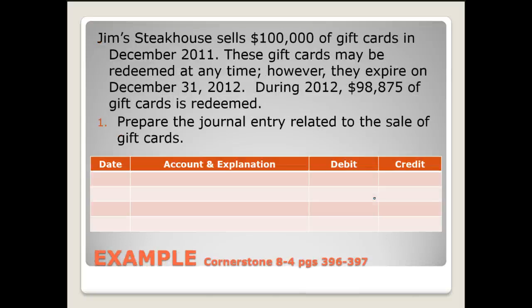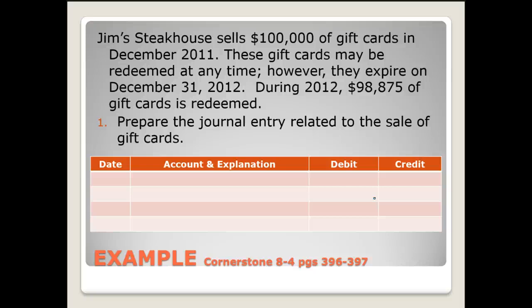Let's look at Jim's Steakhouse. Cornerstone 8.4 in your book deals with Jim's Steakhouse. They sell $100,000 of gift cards during the month of December in 2011. These gift cards may be redeemed at any time, but they expire exactly a year later on December 31st, 2012. During the calendar year 2012, $98,875 of gift cards were redeemed.